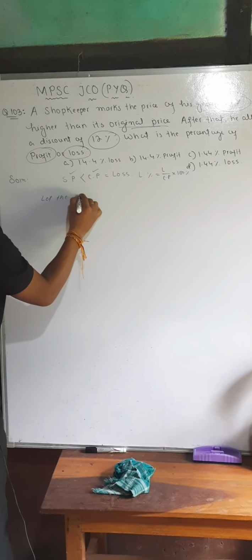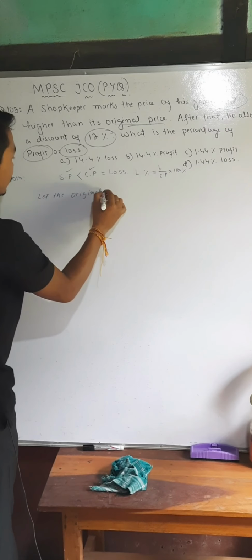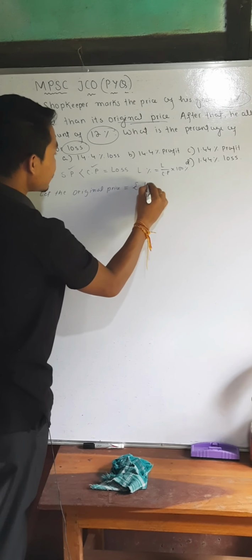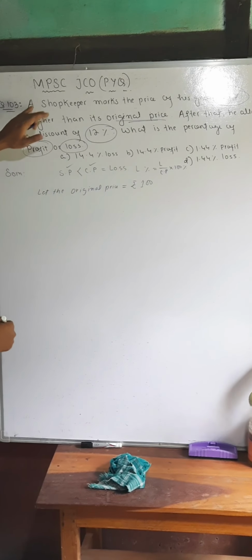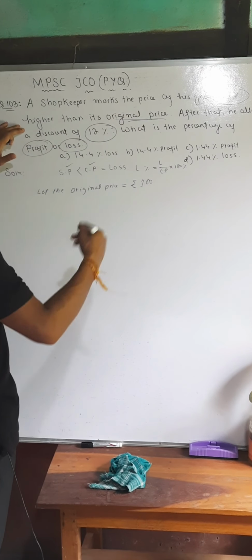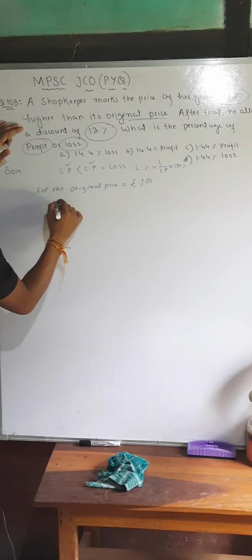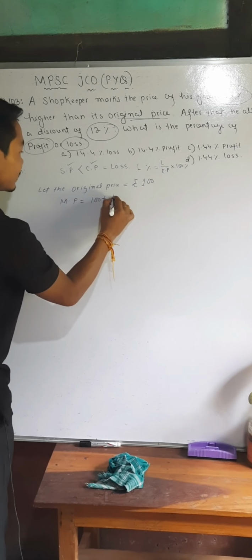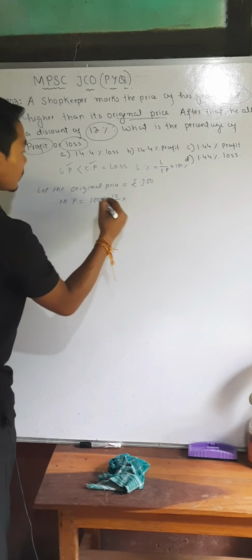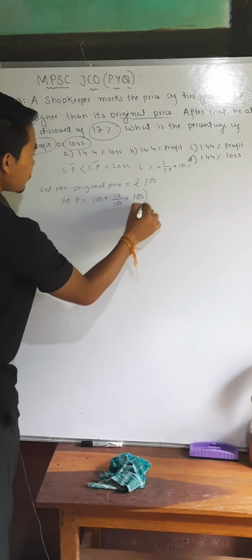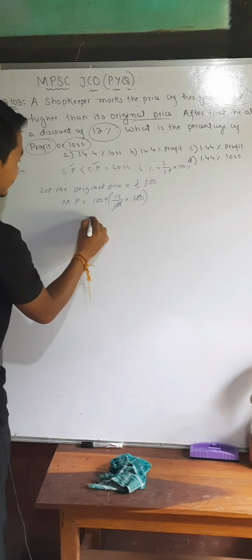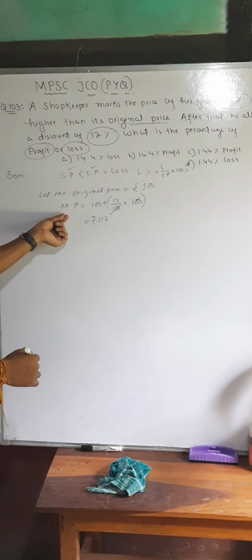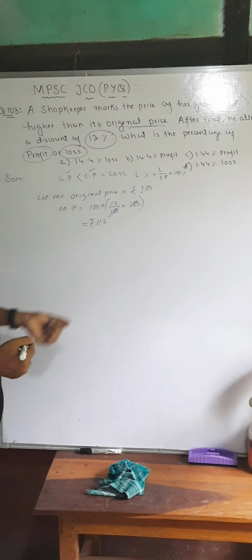Let the original price of the item be 100. Now, a shopkeeper marks the price of his goods 12% higher than its original price. So, what will be the mark price? 100 plus 12% of the original price. 100, 100 cancel. 100 plus 12 will give us 112. So this is the mark price after increasing 12% in its original price.